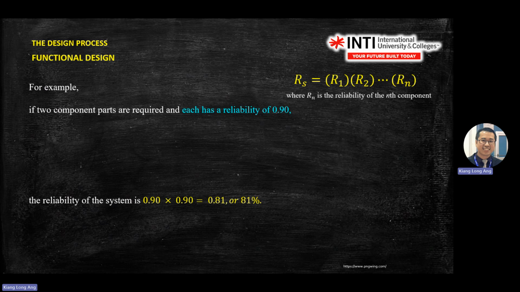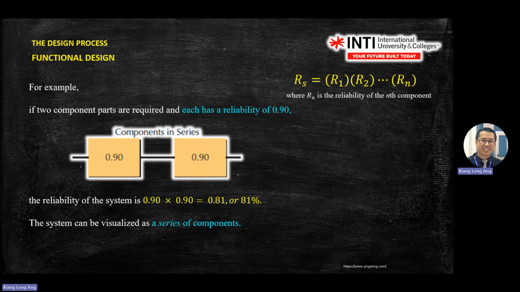This reliability equation will be like your electric circuit. For a series system, the total system reliability is reliability 1 multiplied by number 2, number 3, number 4. For example, if 2 components are required and each has a reliability of 0.9, or 90%, then put in series, 0.9 times 0.9, the total reliability will be 81%.